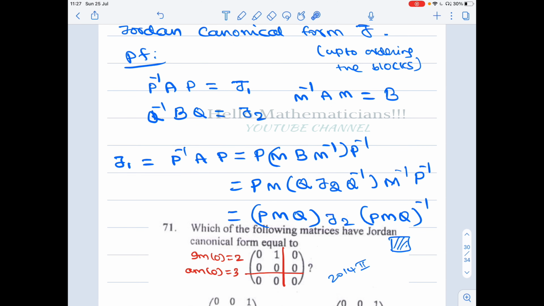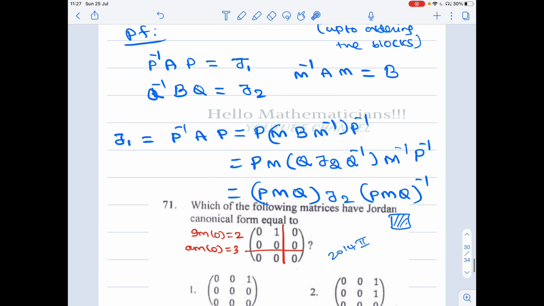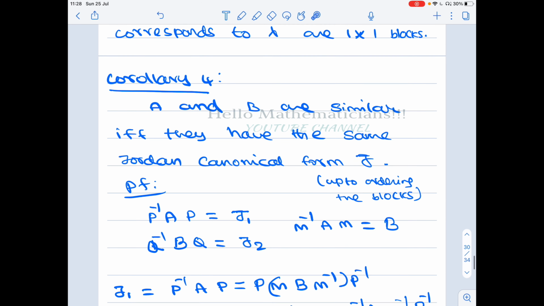So now for B, we substitute the value from here. So B equal to Q J Q inverse. Okay. So from this equality, we get PMQ times J2 times PMQ inverse equal to J1. Note that all these matrices are invertible, and PMQ whole inverse equal to Q inverse M inverse P inverse. Okay. Therefore, we got this result.